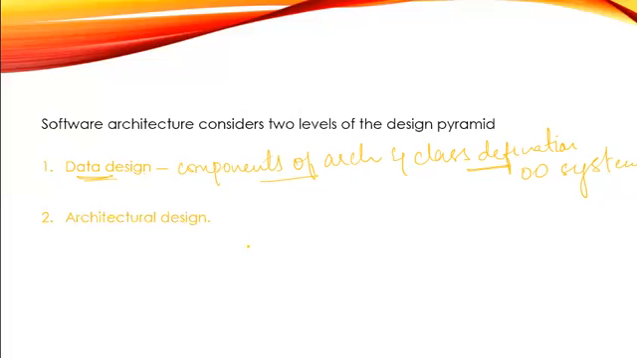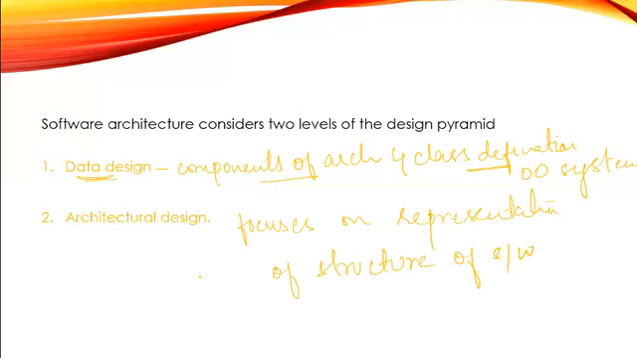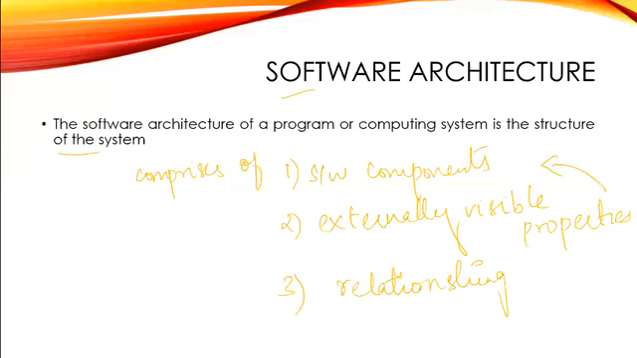Now this design is going to focus on the representation of the structure of the software, the overall structure, how it is going to look. It is going to focus upon that representation. That is, this is going to focus upon the different components, the properties and their interactions. It is going to focus upon these three things.